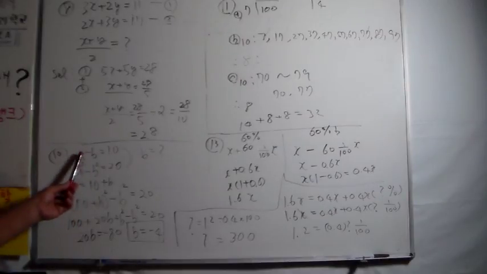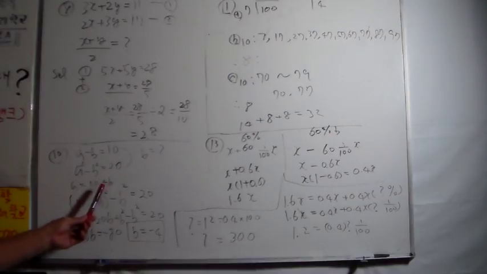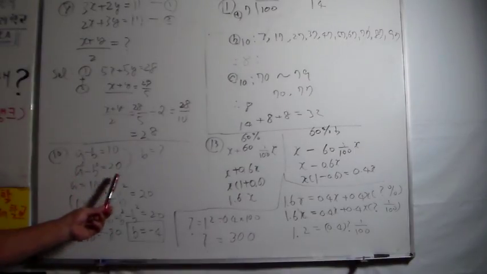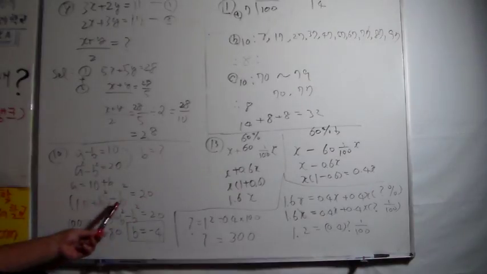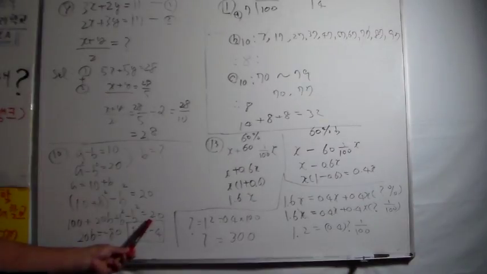From a minus b is 10, we're gonna rewrite this one. Okay, a equals 10 plus b. So we're gonna plug this one over there. So (10 plus b) squared minus b squared is 20. So we're gonna use distribution on this one. So that will be 100 plus 20b plus b squared minus b squared is 20, right?